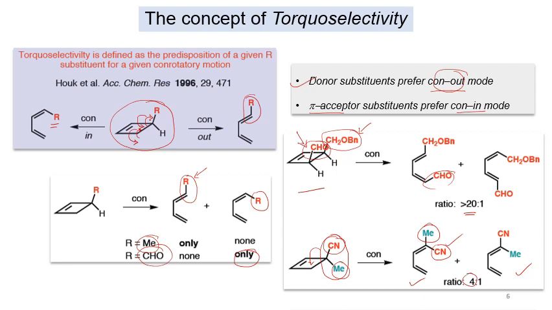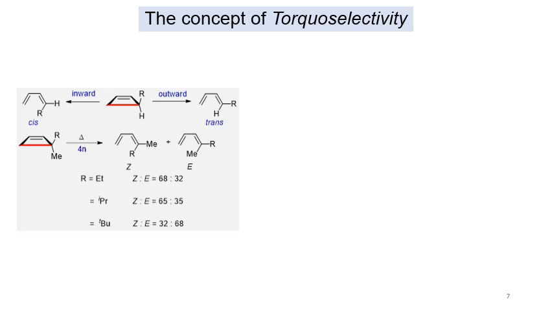So you get this particular orientation or this particular isomer as a major. Going further, if you have systems like this, you can see here the examples of torquoselectivity, and you can see very clearly when there are large substituents, when the donor capacity is high, you get very high isomeric ratios as you would expect from the torquoselectivity.